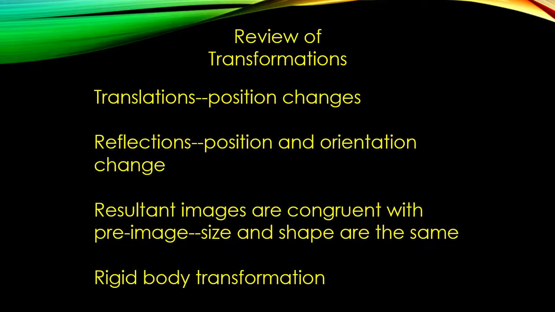And in both of these types of transformations, the resultant images are congruent with the pre-image. That is, the size and the shape are the same. Congruent means it's exactly the same. Maybe its orientation changed or its position changed, but its size or shape did not. Whenever you transform an object and nothing changes other than its orientation and position, that's called a rigid body transformation.